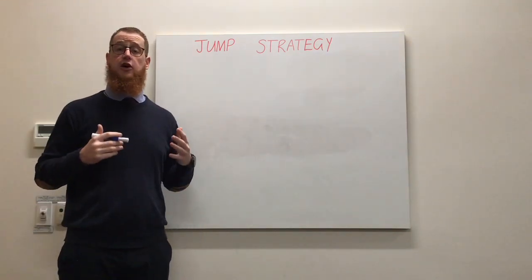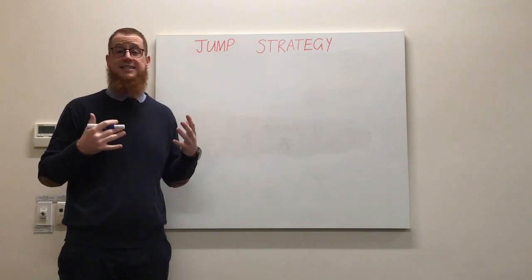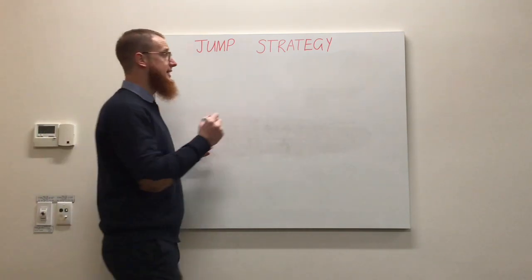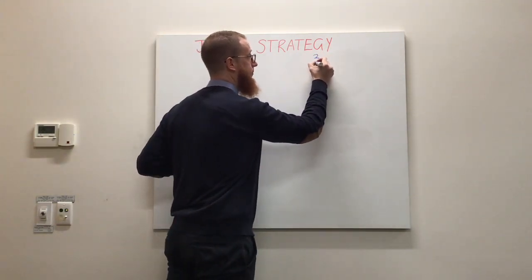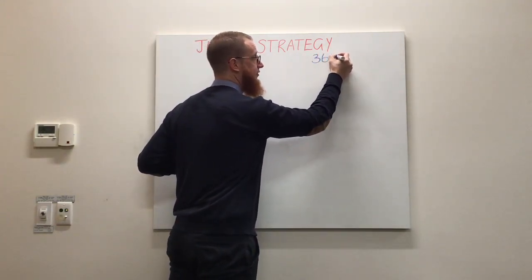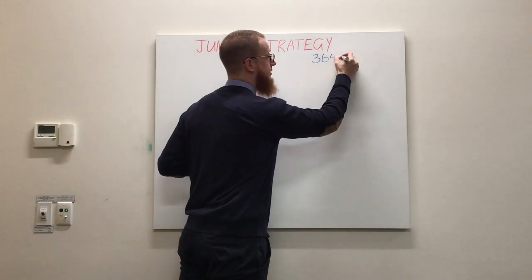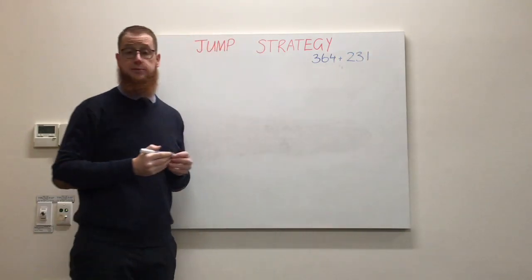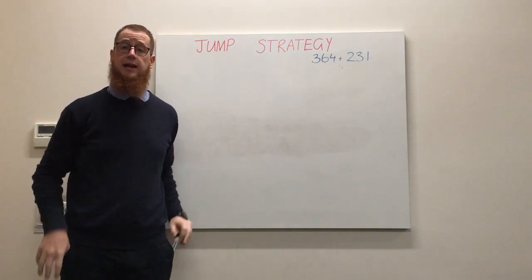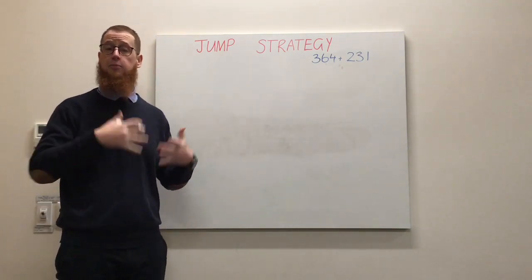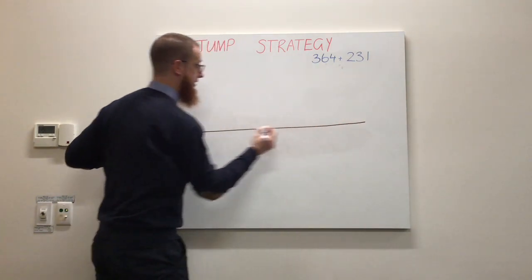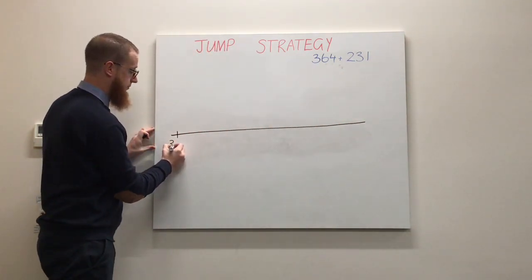The strategy for solving larger addition equations is exactly the same as it is for smaller equations. Let's take this as an example. 364 plus 231. Same as before, I need to start with my larger value and then add on my addend. So here we can tell our larger value is 364.